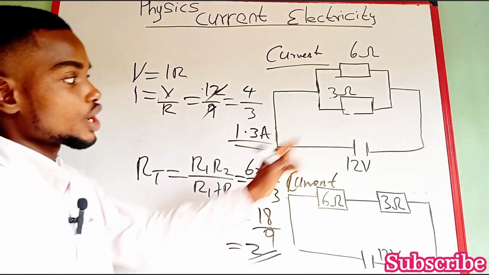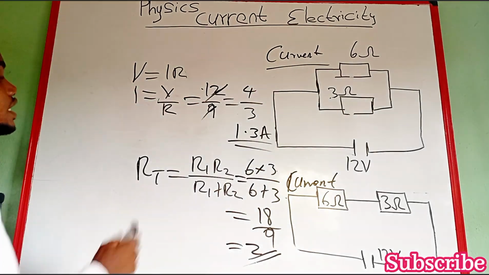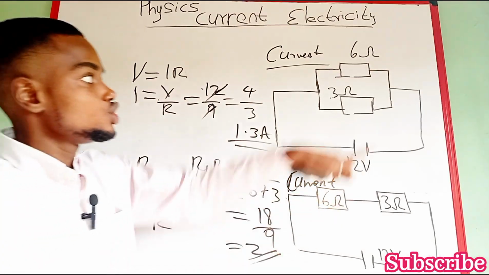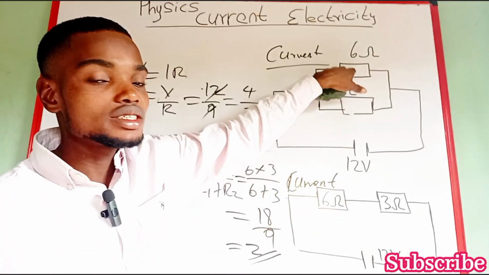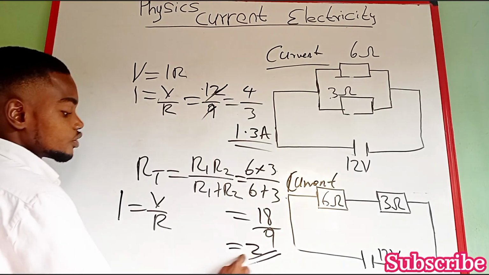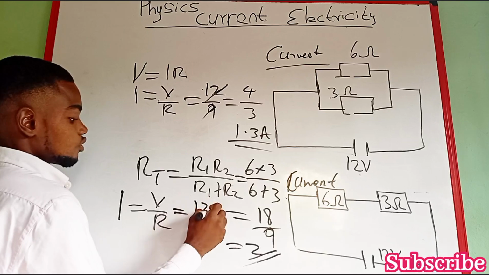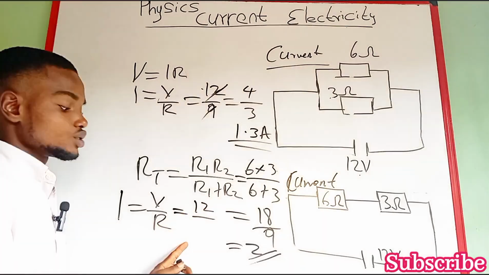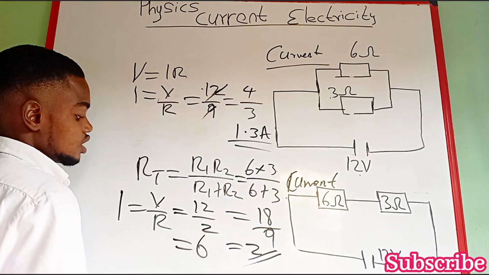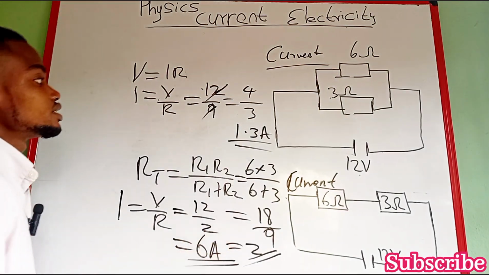Now remember, we are asked to find the current, not the total resistance. So we need the total resistance in order to input it in the current formula, which is equal to V over R. Because we cannot just use one resistance and assume that this is the resistance in this circuit, because there are two. So we need to find the total resistance, which we have gotten as 2. Now this is equal to, what is the voltage? The voltage is 12 all over the resistance, which is now the total resistance calculated to be 2. So when you just divide, we're going to have the current to be 6 amperes. And that is the answer to this.